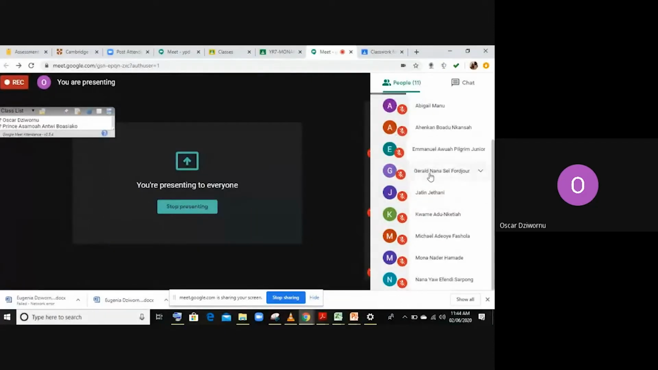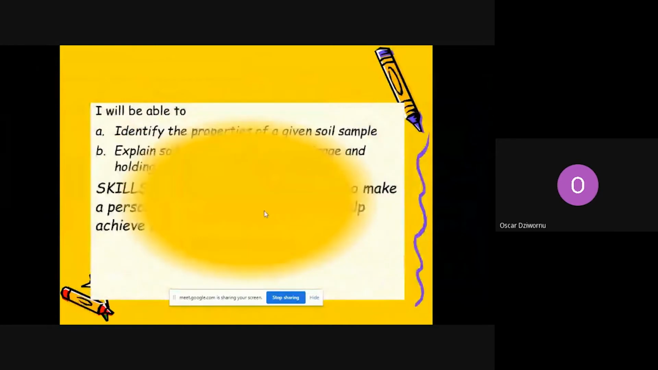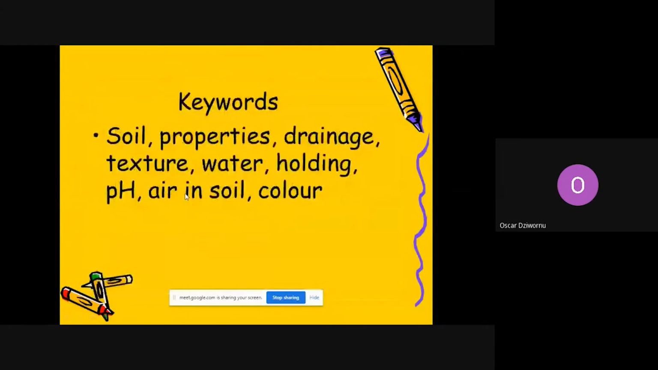So that is what we are talking about regarding the properties, the importance of this objective, very, very related to our day-to-day activities as biologists and potential biologists. So take note of that. Keywords we are going to encounter in this lesson.